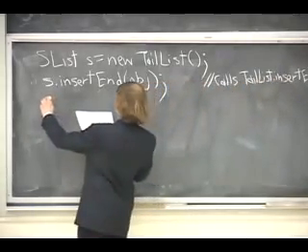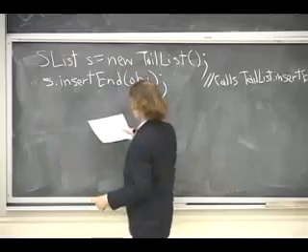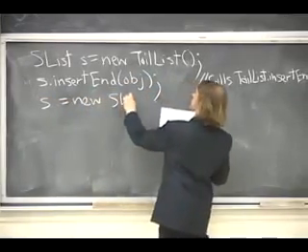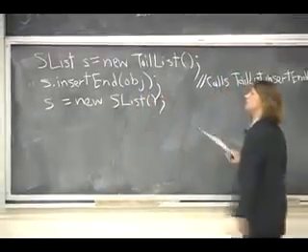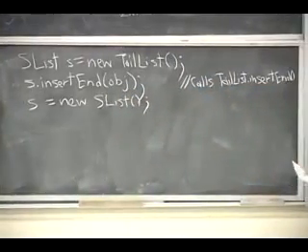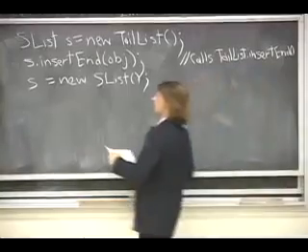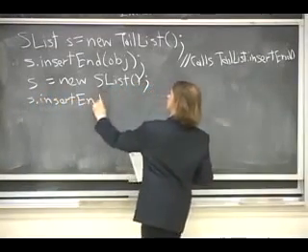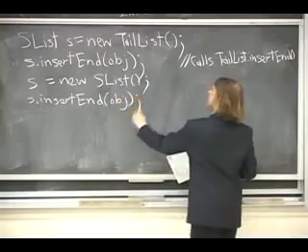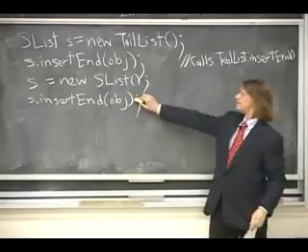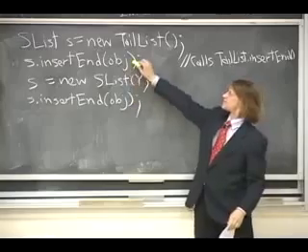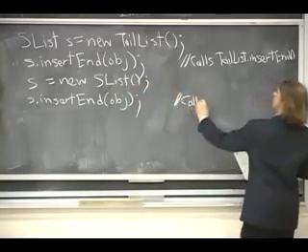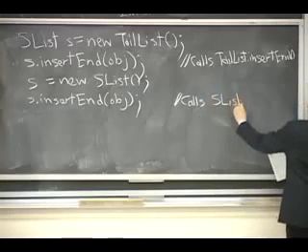But then I could do it the other way around. I could just say s equals new slist and have a generic slist object that does not have a tail. Now I can do the method call again. And please notice that this line of code is exactly the same as this line of code, yet it does something different. It calls a different insertEnd implementation.